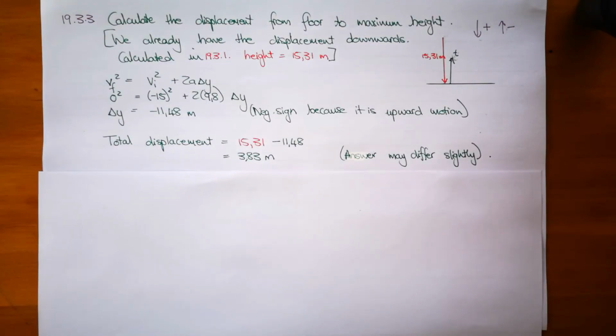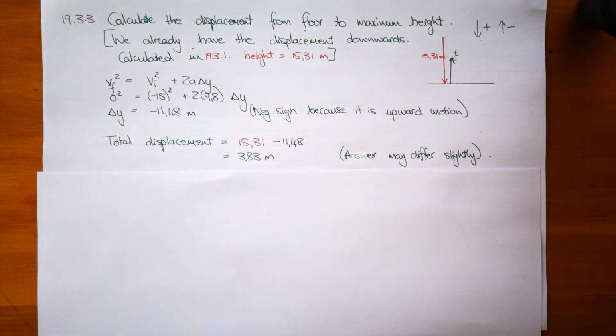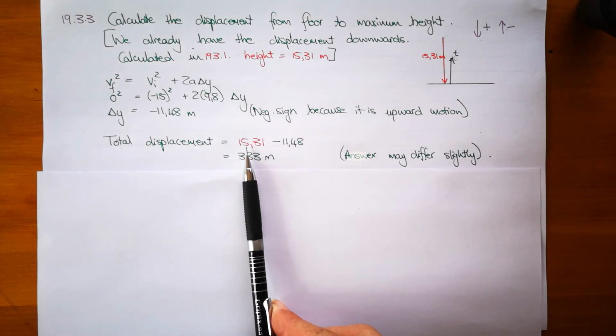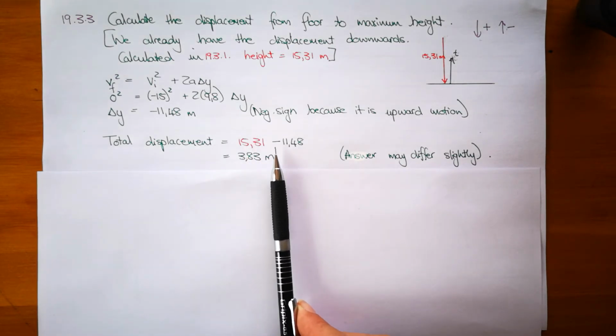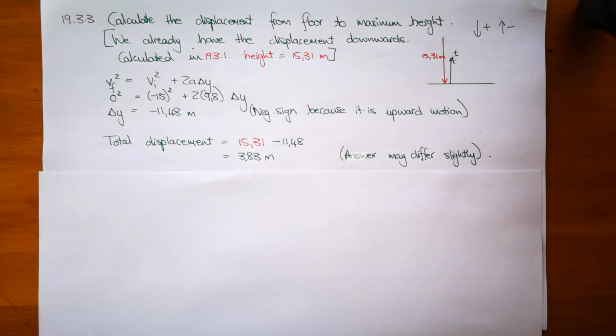So my previous answer, I've got it all in red, so I'm going to continue with that. So the total displacement is the downward motion, 15,31. Add your negative value, your answer is 3,83 meters.